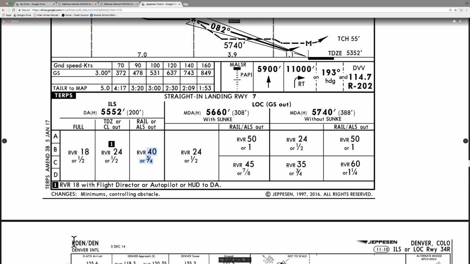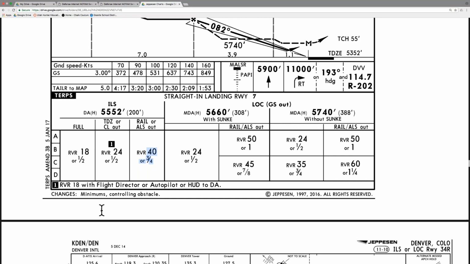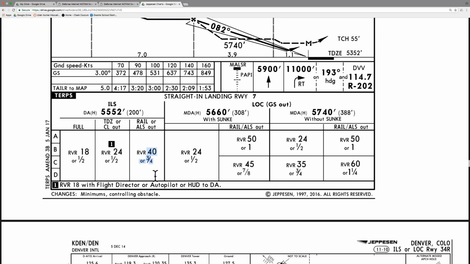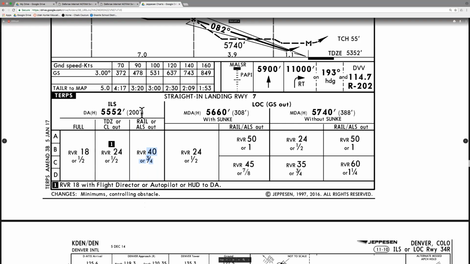The RVR increases to 4,000 feet, but am I getting it right? It increases to 4,000 feet or 3/4 mile visibility. Right. So our RVR goes from 1,800 to 4,000, and our visibility requirement goes from a half mile to a 3/4 mile visibility requirement. Do you think that could cause a problem for us as far as legality reasons? I think it could. Yeah, definitely. If Denver's only reporting half mile visibility and our ALS is out of service, we're not legal. Yeah, that's a huge difference.